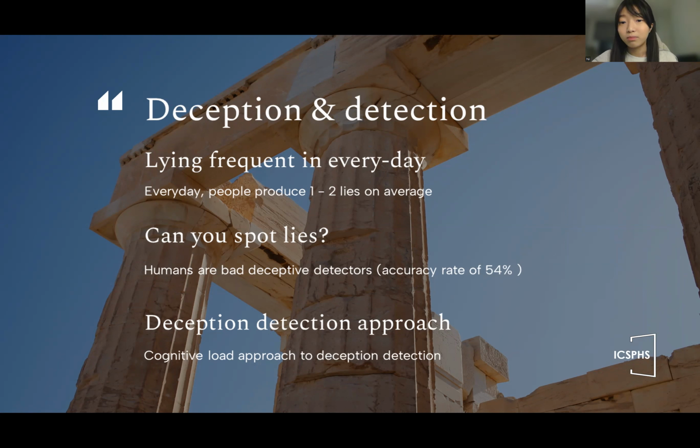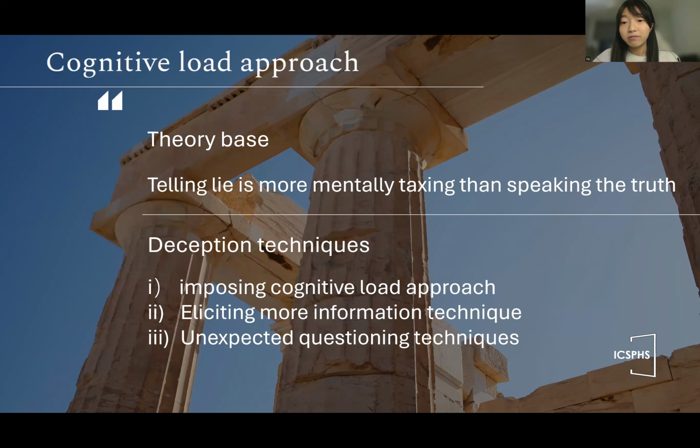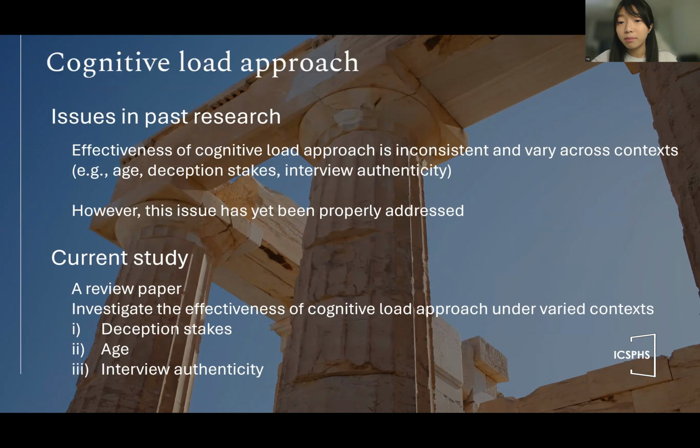With that in mind, various approaches have been developed to aid the deception detection process. The cognitive load approach is one of the most recently developed approaches and has become a hot topic. It is built on the theory that telling a lie is more mentally taxing than telling the truth. It is an umbrella term referring to a wide range of deception detection techniques built on this theory. Most of the techniques fall into 3 categories based on their purposes: imposing cognitive load techniques, eliciting more information techniques, and unexpected questioning techniques. However, there are some issues in the past literature, such that scholars did not reach an agreement on the effectiveness of the cognitive load approach.